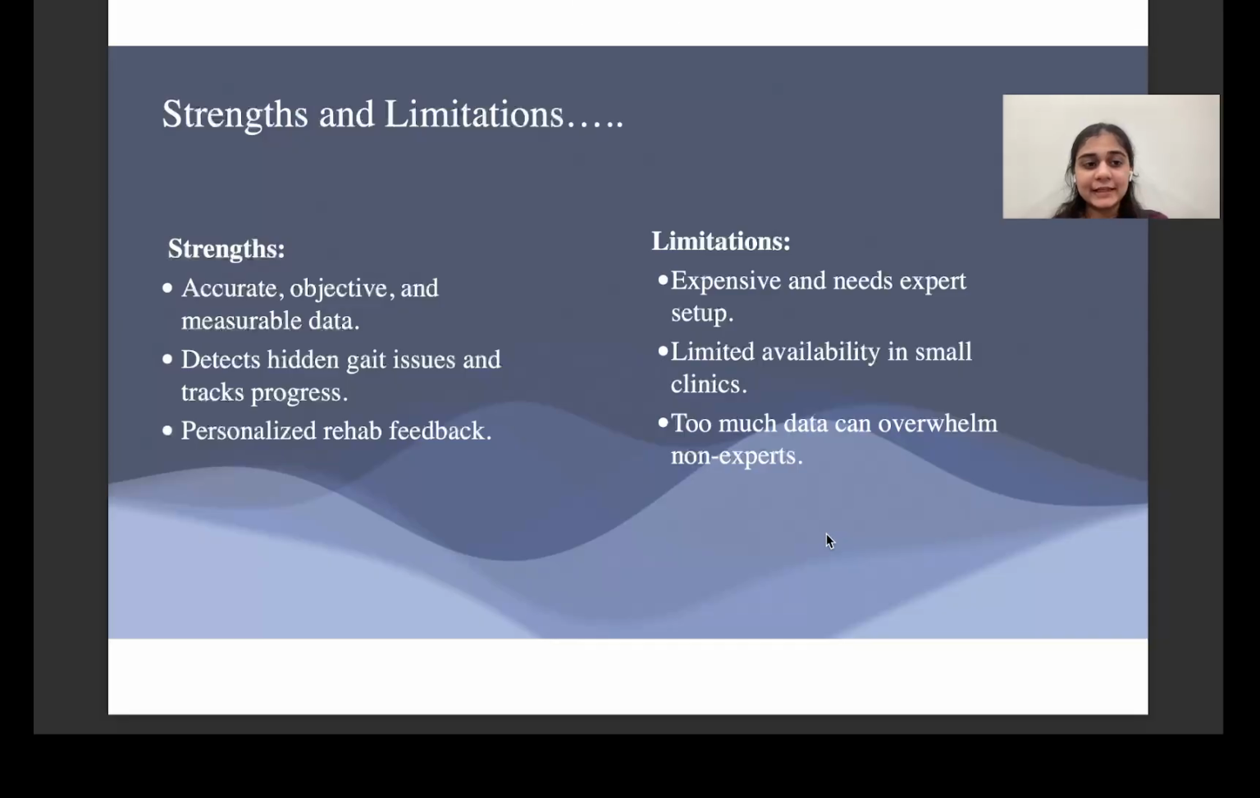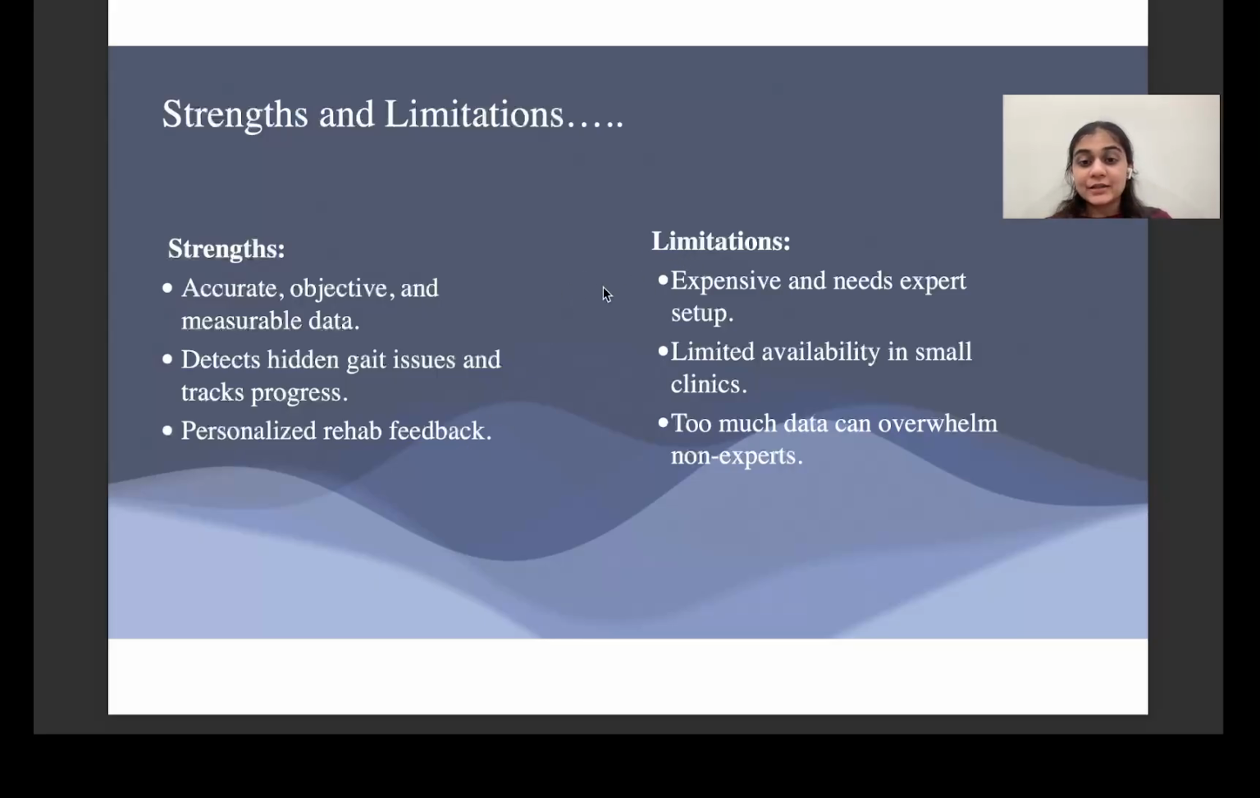So what are the strengths and limitations? The strength is that it's accurate, objective, and it gives measurable data. It also detects hidden gait issues and tracks progress, which we can't see with the naked eye. It also gives us personalized rehab feedback. As I told you, it's always better to have a tailor-made rehab instead of following some particular rehab protocol.